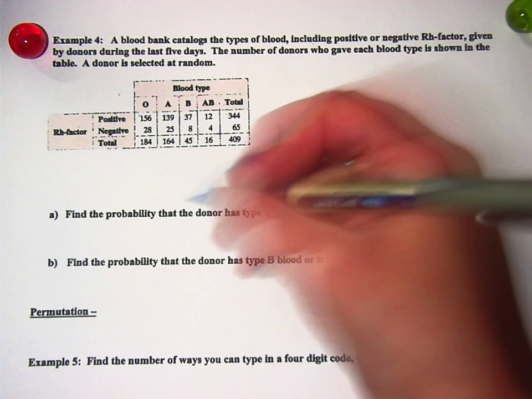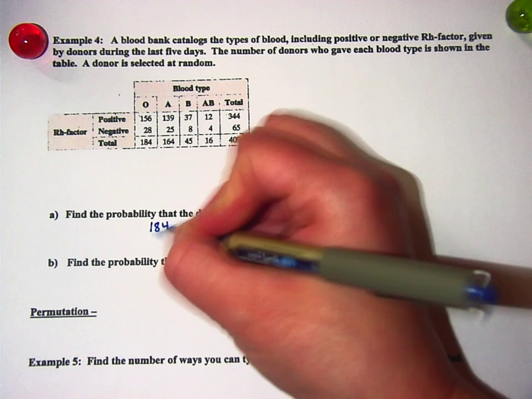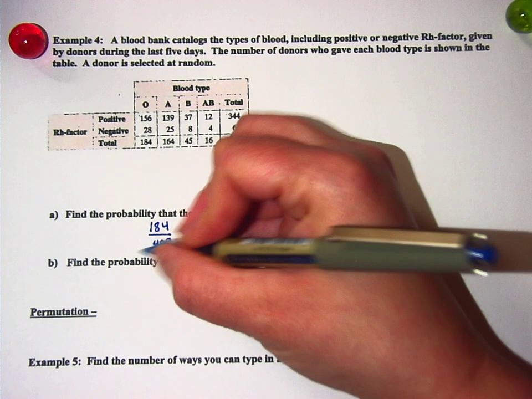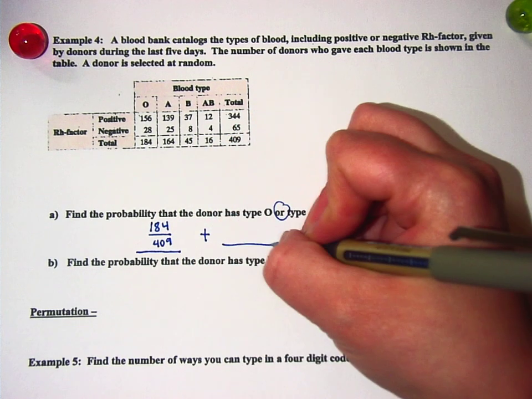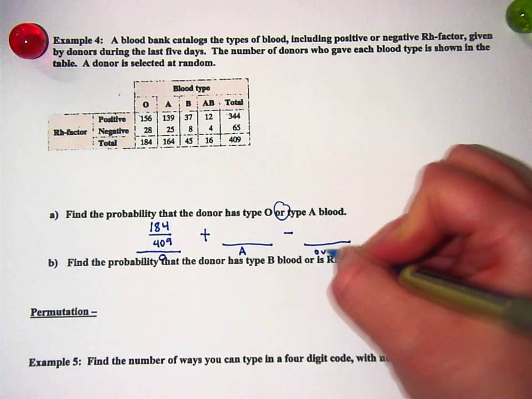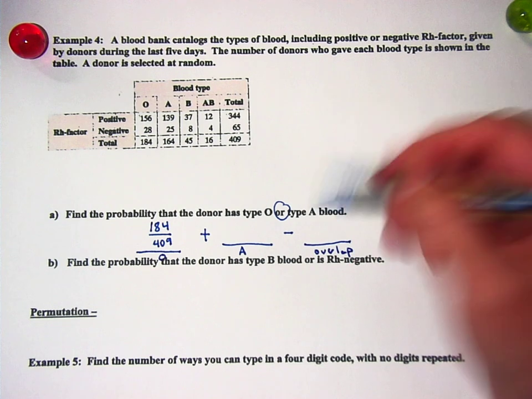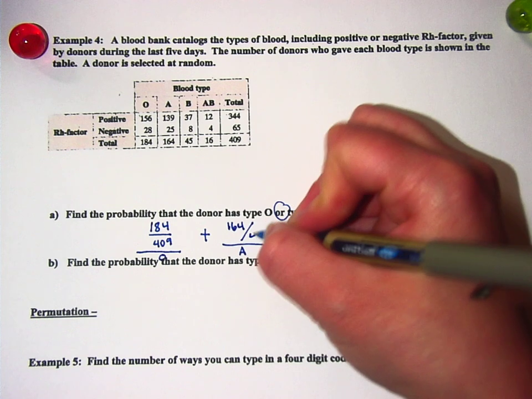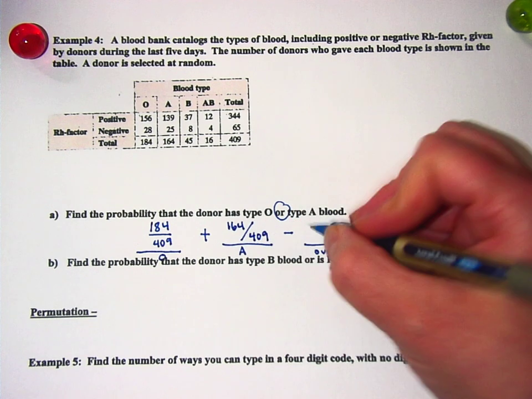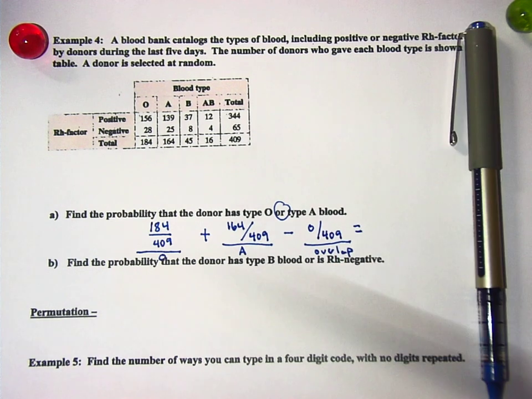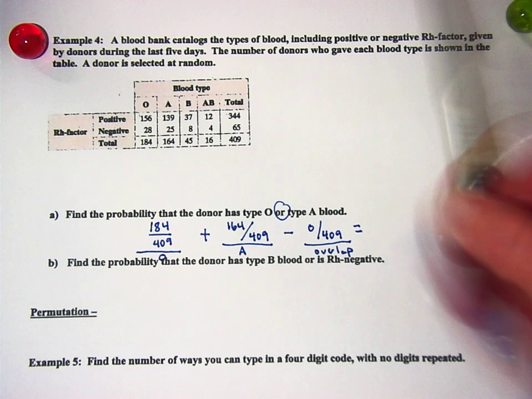So for type O blood, 184 people had type O blood out of 409. Remember, this is an OR question, so this plus this minus the overlap. This is O, this is A, and this is the overlap. Type A blood, there was 164 out of 409. Overlap: they are mutually exclusive. You cannot have somebody who is type A and type O blood at the same time. That is impossible. So if I add these together, I get 184 plus 164 is 348.